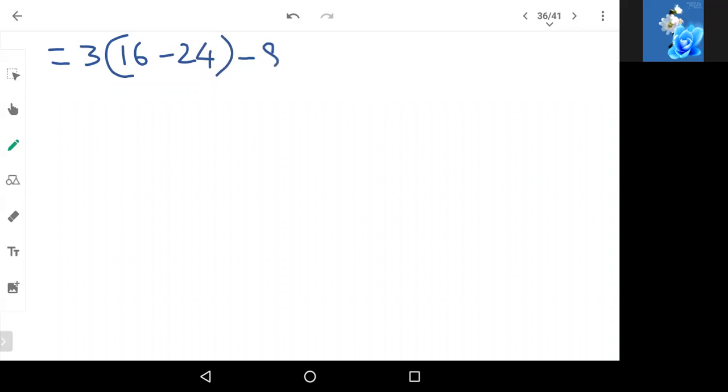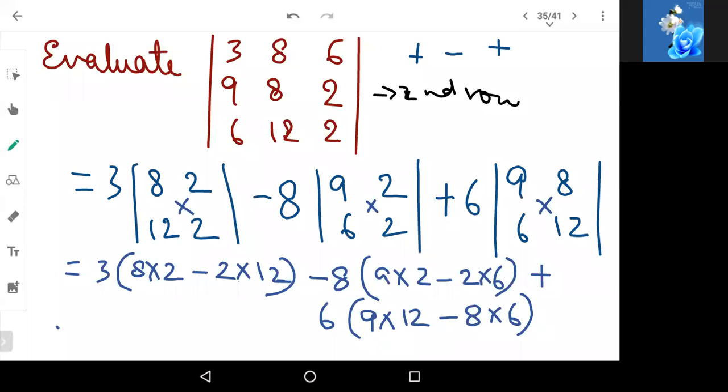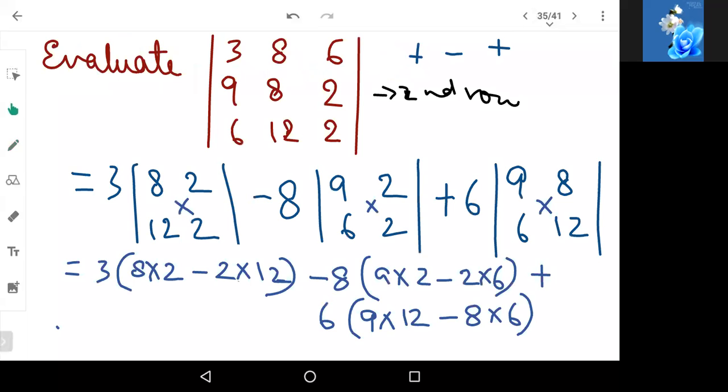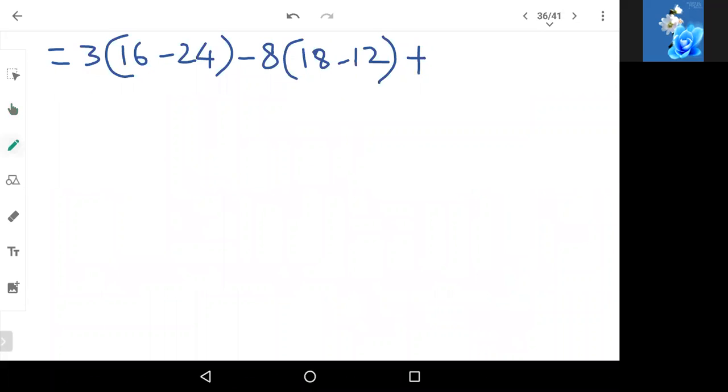Then minus 8 into, what is the other thing? 9 2s are 9 into 2. 9 2s are 18. 2 6 are 12. So 18 minus 12. Then plus 6 into 9 into 12. 12 9s are 108 minus 6 8s are 48. So you will have plus 6 into 108 minus 48.